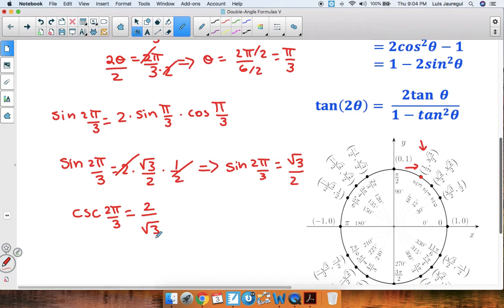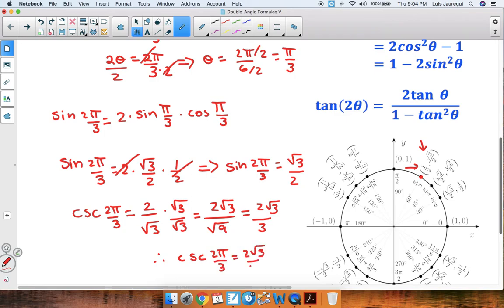However, since we don't like denominators to be irrational, let's rationalize this by multiplying by 1 in the form root 3 over root 3. And this now becomes 2 times the square root of 3 over the square root of 9, which simplifies to 2 times square root of 3 over 3. And we can conclude that cosecant of 2 pi over 3 is equal to 2 times root 3 over 3.